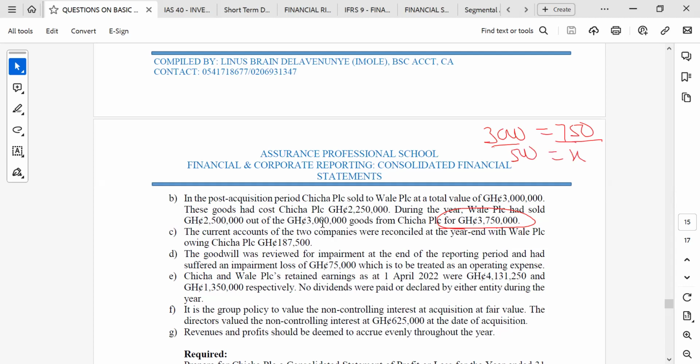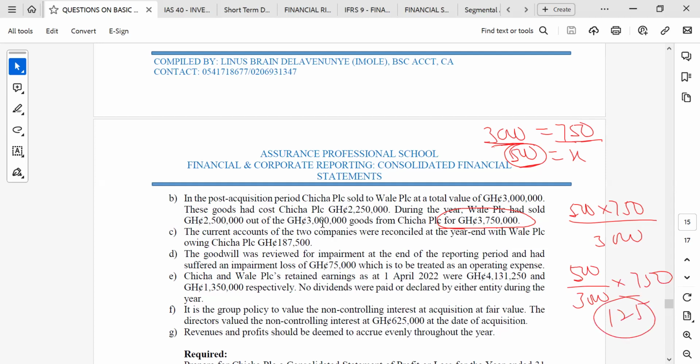You just do 500 multiplied by 750 divided by 3,000, which in other words means that if 3,000 is 750, what portion will be for the 500? So 500 out of 3,000 multiplied by 750. You have your 125.